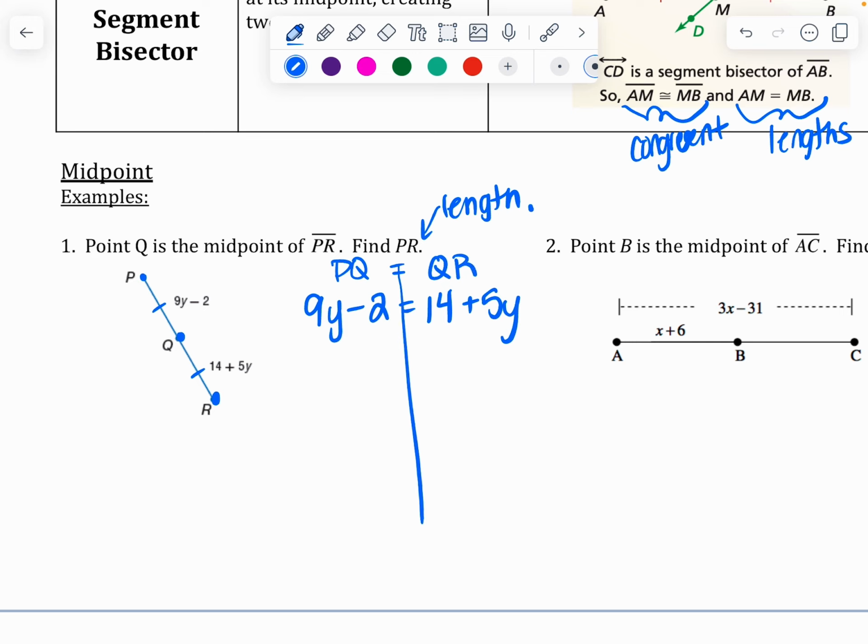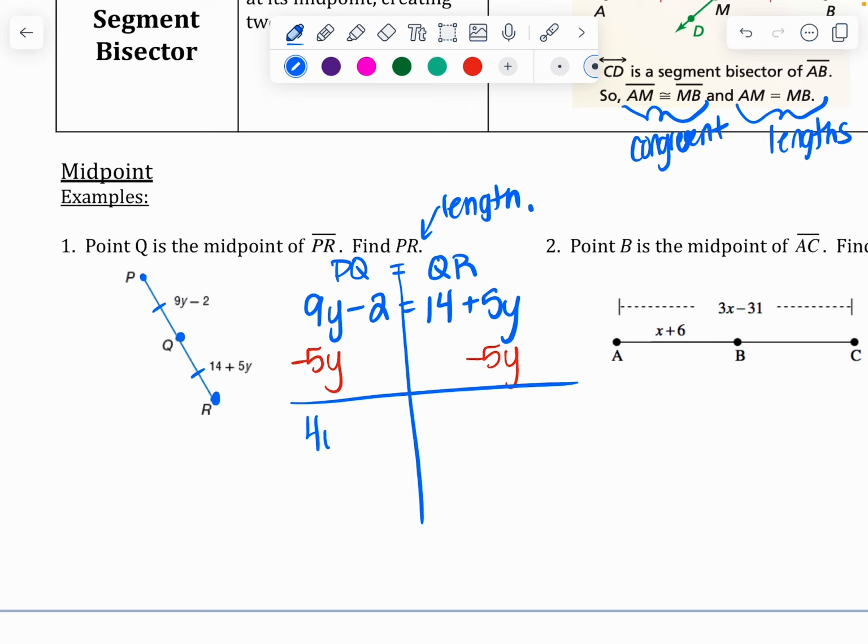9y minus 2 is equal to 14 plus 5y. So notice that we have y variables on both sides, and in order to isolate that variable, we have to have all the variables on one side. So we will start by moving the y's to the other side. On the right, I have a positive 5y. The inverse of that would be minus 5y. So I'm going to do that on both sides. Line it up with the like terms, which means with the other y term.